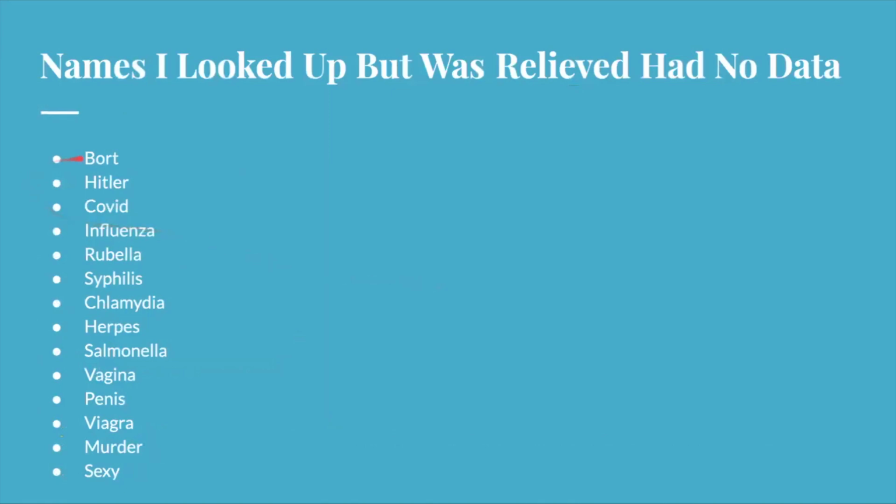So first of all, Bort. If you've seen the Simpsons episode, what was it called? Itchy and Scratchy Land, season 6, where they're out of Bort license plates in the gift shop. No one has named their child Bort, so reasonably they should never be out of Bort license plates in the gift shop. I also looked up Hitler, luckily no data, COVID, influenza, rubella, syphilis, chlamydia, herpes, salmonella. I just started Googling STDs and common diseases. Vagina, penis, Viagra, murder, and sexy.